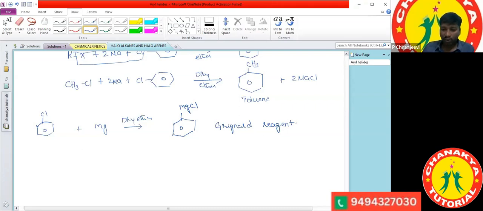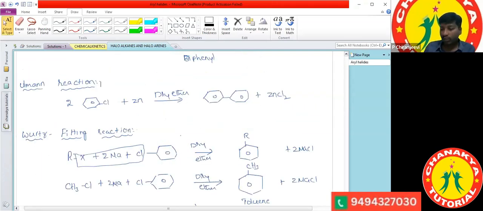So just revise. Based on this, shall we try some questions from the mains level? I'll give some questions, and then tomorrow we'll discuss the polyhalogen compounds. Before that, I'll write some mains questions and discuss them here.